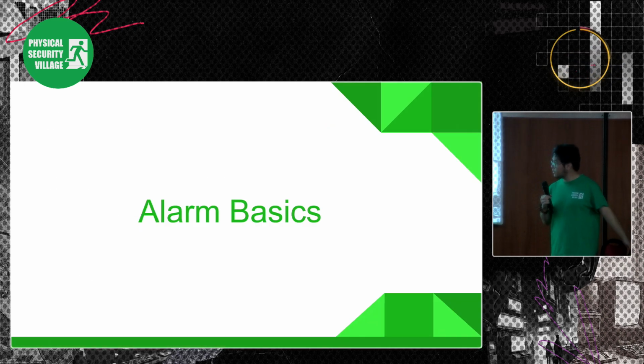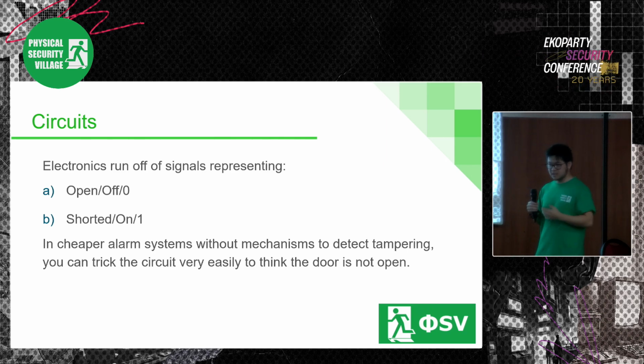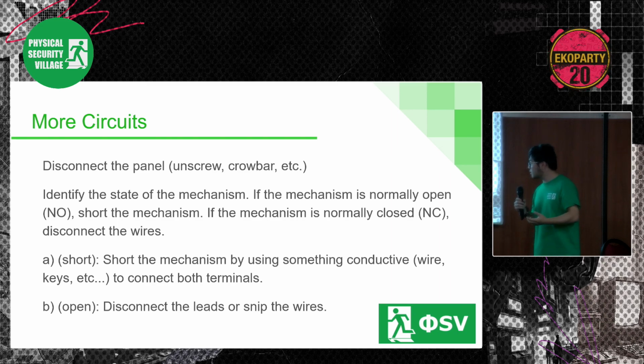So to start off with, we'll talk a little bit about alarms. A lot of these electronics run off signals representing 0 or 1. So in cheaper alarm systems without tamper detection mechanisms, you can very easily trick the circuits to think the door is not open. You can disconnect the panel, then identify the state, and either disconnect the circuit by cutting it or whatnot, or you can short the mechanisms.